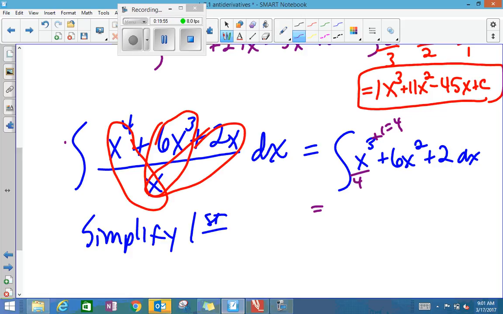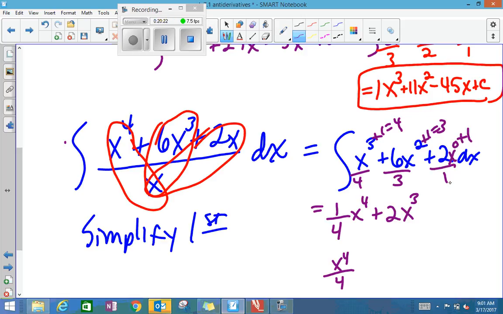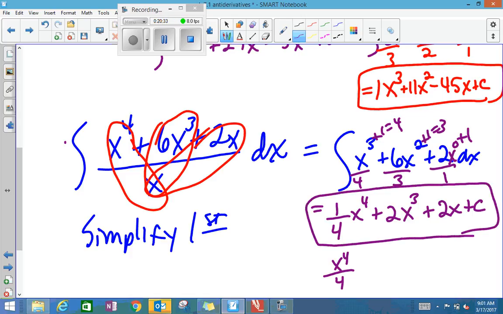So another way to write this, as I was trying to show you all before I made a mistake, you could write it as 1/4 x to the fourth. That is the same as x to the 4th over 4. Either way is fine. It's just a fraction. Next one, I add 1 to 2, I get 3. I divide by 3, so this simplifies to 2x to the 3rd. Plus 2 is really x to the 0. I add 1, divide by 1, so I get plus 2x and plus c. So always the plus c. I will take off points on a quiz or a test if you don't have the plus c.